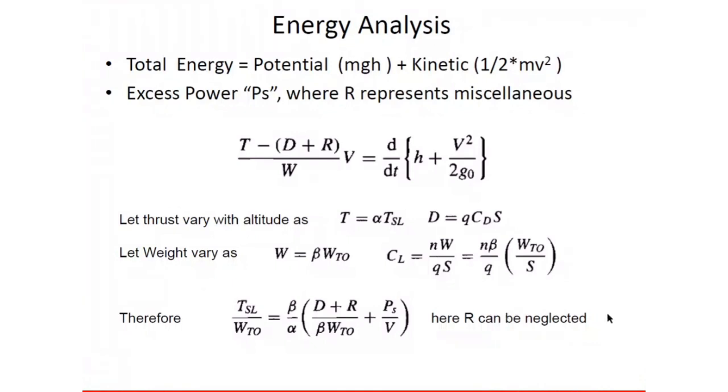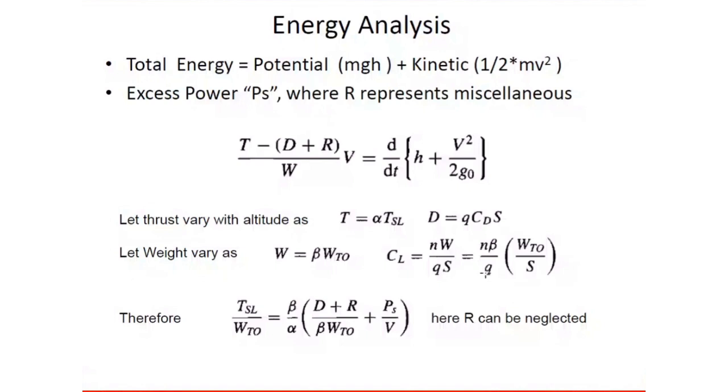So now what we have to do here, D is there. D is drag, and that is Q into CD into S. CD itself you can expand as CD0 plus K CL squared, and CL squared you can replace by this term, n beta by Q into WTO by S. So this becomes an equation like this.